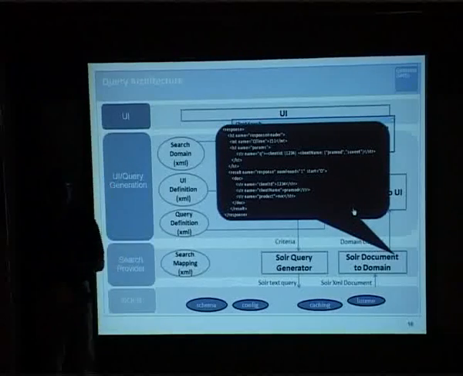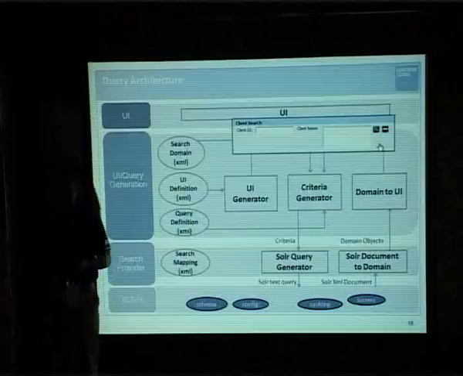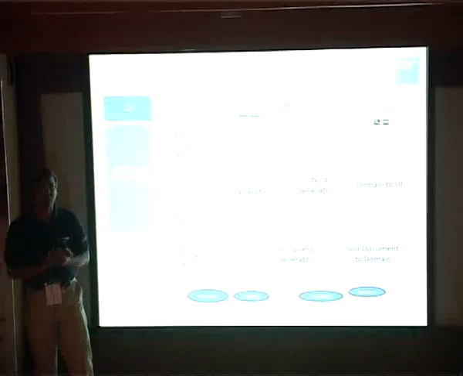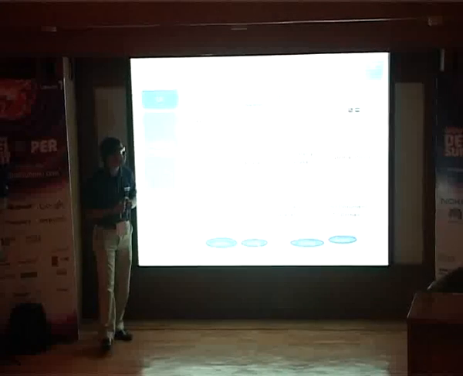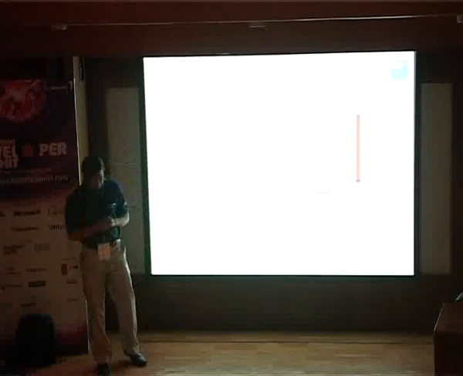Once we have those Java objects, we need to convert them back into our application-specific objects. Once we have that, you render those back onto the UI. So that's it on the query side. Now coming to the indexing architecture.